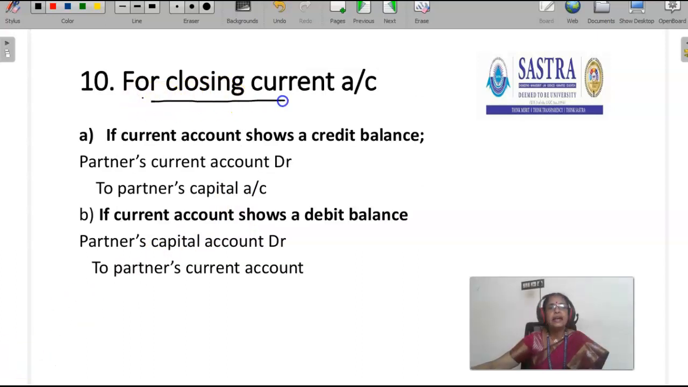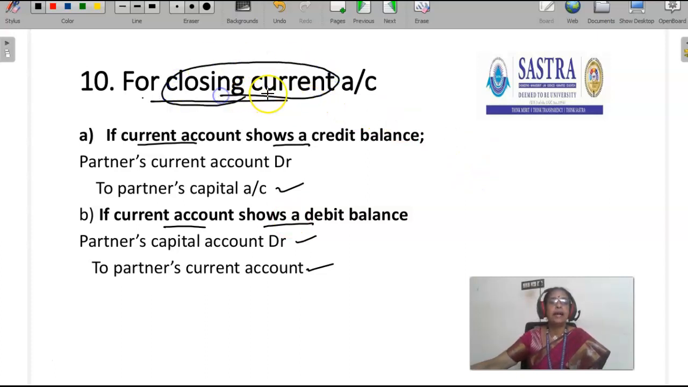Then for closing current account, if they follow fixed capital method, partners have the current account. In that case, if current account shows a credit balance, that should be transferred to partner's capital account. Partner's current account debtor to partner's capital account. If current account shows a debit balance, partner's capital account debtor, reversal entry, to partner's current account. In this way, they have to close the current account of the partners.